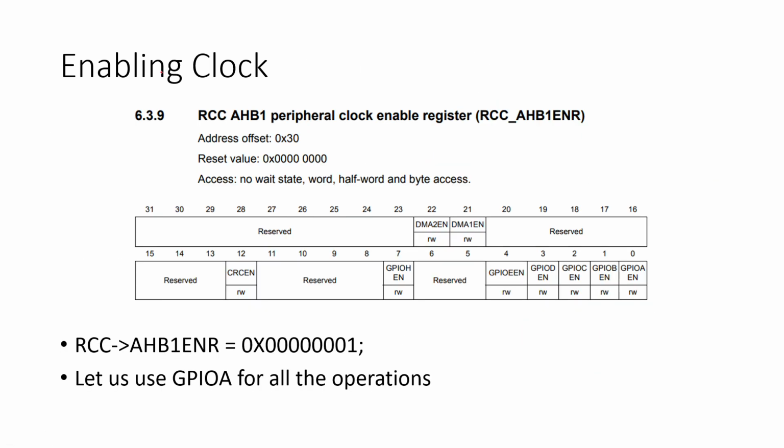As I have mentioned earlier, enabling the clock. For this, let us use port A, for reading the status of a switch and glowing the LED. What you are seeing here is the RCC_AHB1ENR register. In this register, we have bits for different ports, A, B, C, D, and also the GPIO E port. From that, we are enabling only GPIO A. So we have to configure RCC arrow AHB1ENR as 0x00000001.